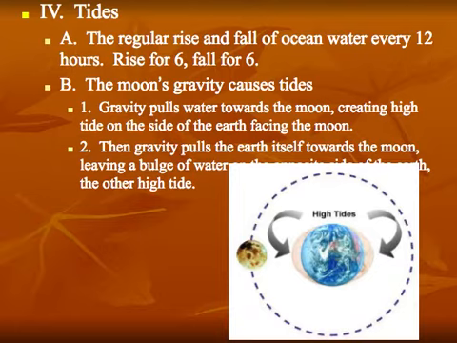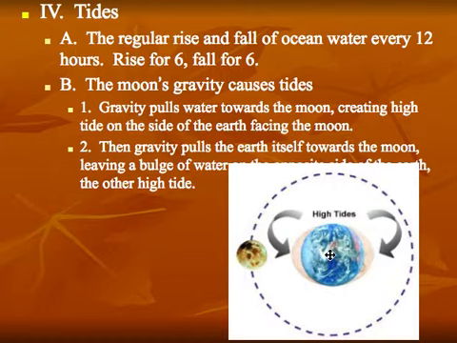Tides are the regular rise and fall of the ocean water every 12 hours. The tides come in for 6 hours, the tides go out for 6 hours. You've known this if you've ever been to the beach. It's caused by the moon's gravity, and what happens is the gravity pulls the water on the Earth towards the moon. Since the water can flow, since it's a fluid, it can move, and more of it accumulates on the side of the Earth facing the moon, so that becomes high tide.